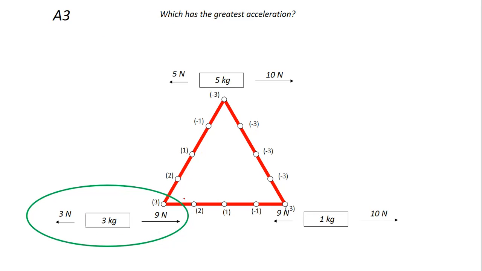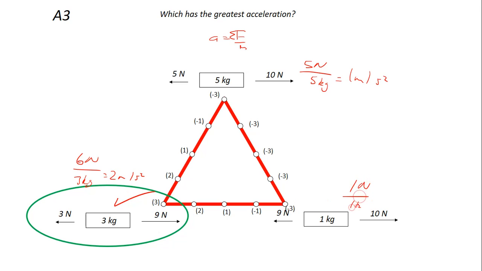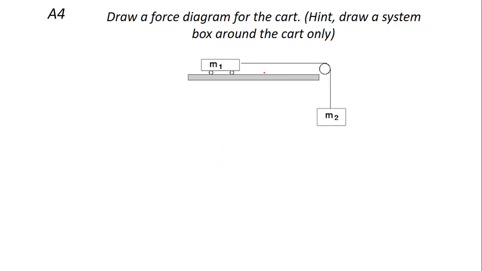Which has the greatest acceleration? So acceleration is force over mass, or net force over mass. This has a net force of 5 newtons and a mass of 5 kgs, and so that's 1 meter a second squared. This has a net force of 6 newtons and a mass of 3 kgs and 2 meters a second squared. And this one had 1 newton over 1 kg, and you're going to see that's equal to 1 as well.